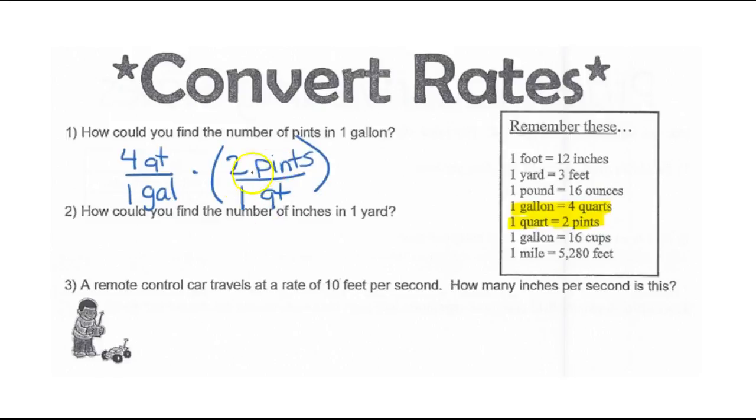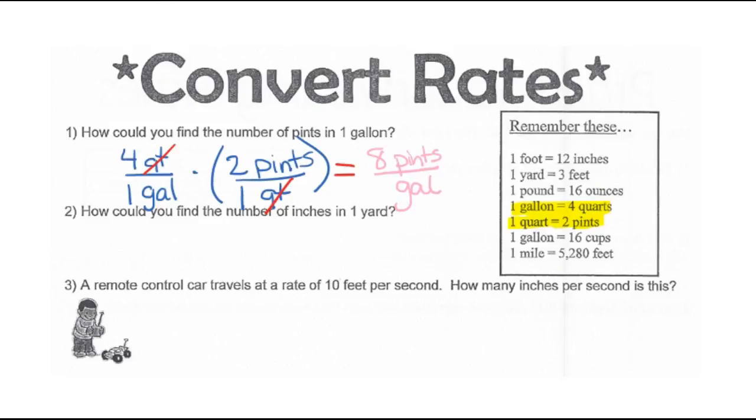If you remember cross simplification, what we're doing here when we multiply, we can actually use our units. This is called dimensional analysis, and we can cancel out a quart divided by a quart. That cancels out. Now we have 4 times 2, which gives us 8 pints. Pints is the only unit left in the numerator per 1 gallon.